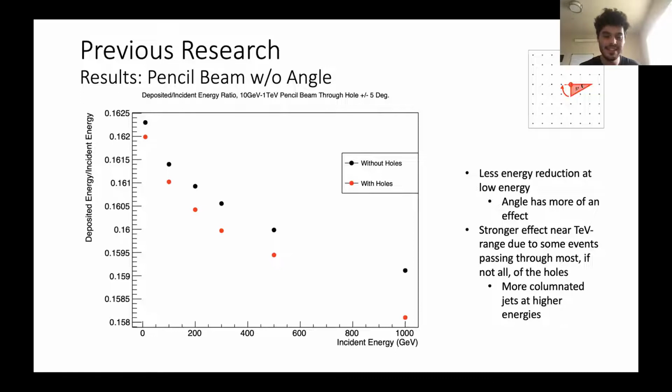Yes. Okay. So this is a plot of the deposited energy over the incident energy versus the initial incident energy. So it's basically saying how much of a difference do the holes make when punched through the calorimeter. So the red is a simulation with holes and the black is without holes. So you can see that as you increase this energy, you get some sort of separation between those two simulations. And that's because those jets are becoming more and more collimated as you go up in energy. And so you get more of the tracks going through more of the holes. And so less energy gets deposited in the calorimeter as a result.